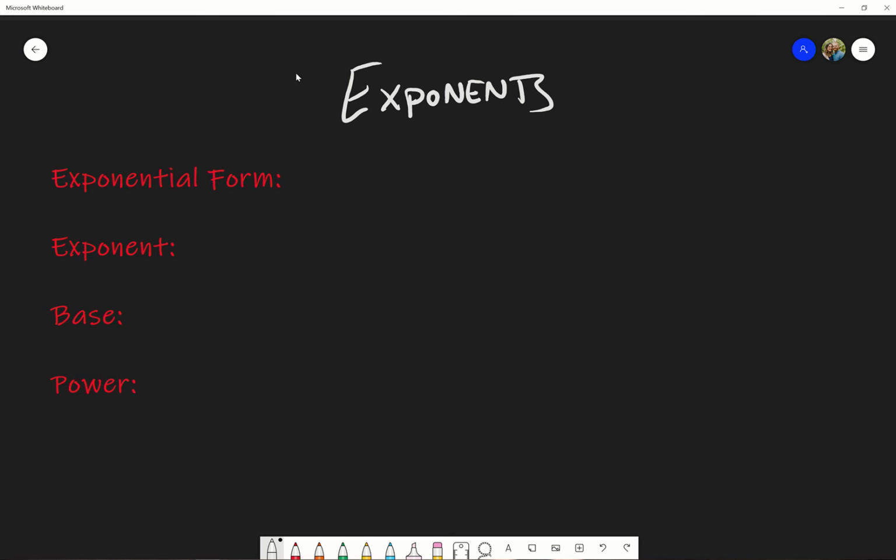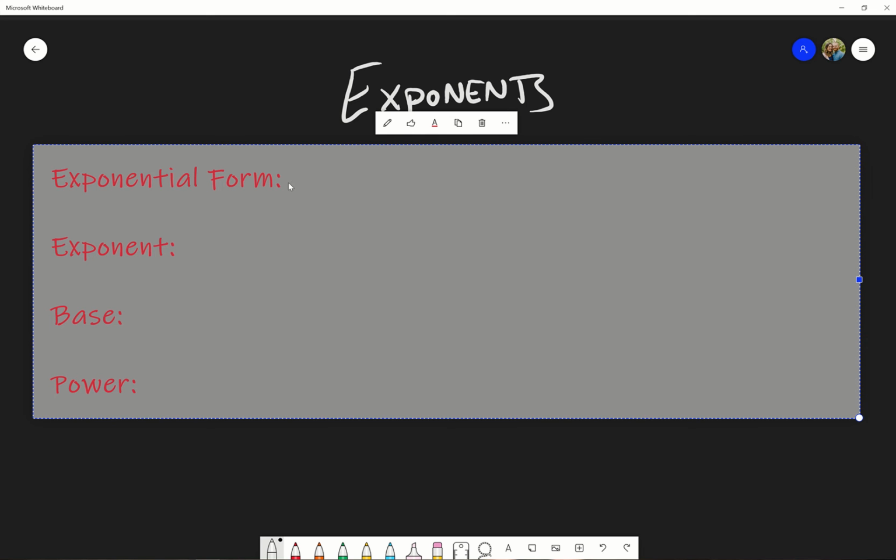And exponents are those little teeny tiny numbers that end up making us multiply things by lots and lots of times. So, first, like we do, let's start off with our vocabulary. Today we have 4 vocabulary words: exponential form, exponent, base, and power. Now, an exponential form. This is a number that is written with a base and an exponent.